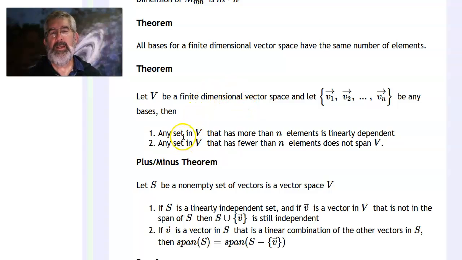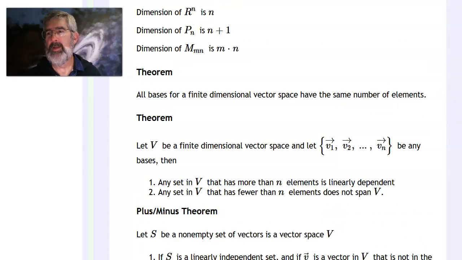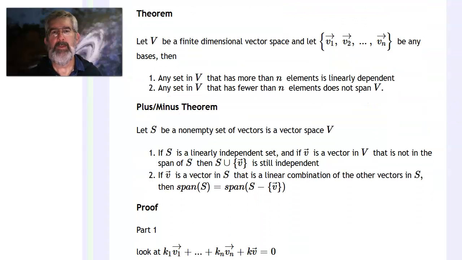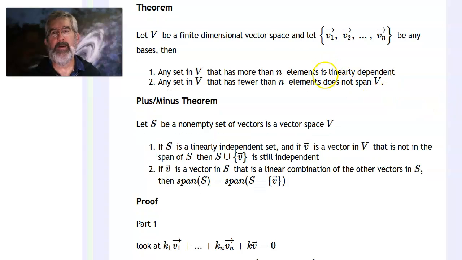So to be a basis, you can't have more than n elements because you wouldn't be linearly independent. And you can't have fewer than n elements because you can't span. So if I can prove this theorem is true, then all bases must have the same number, whatever this n is. So if you have one basis, all other bases have the same number of things in it. Now, in order to prove that theorem, I'll come back to the actual proof of this at the end. I need the plus minus theorem first.